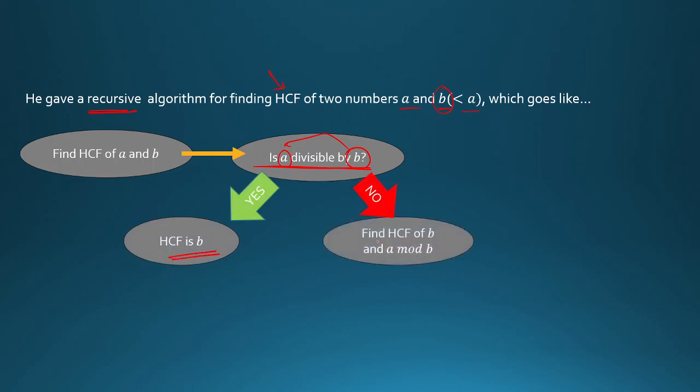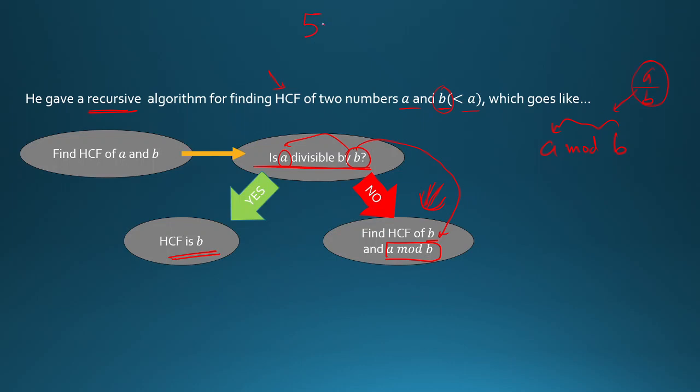And if no, then the HCF is, this is the key step. This is something important. If no, then the HCF would be of b, the smaller number, and the remainder which was there when we divided a by b, because b couldn't divide a completely. There must have been a remainder, and that remainder is written as a mod b. So a mod b means when you divide a by b, the remainder which you get is called a mod b.